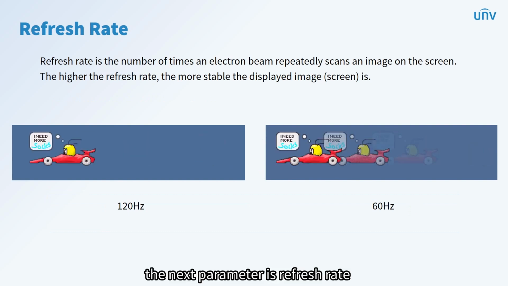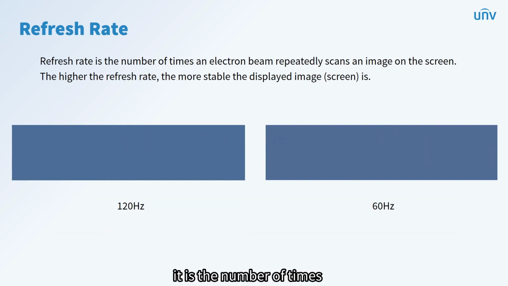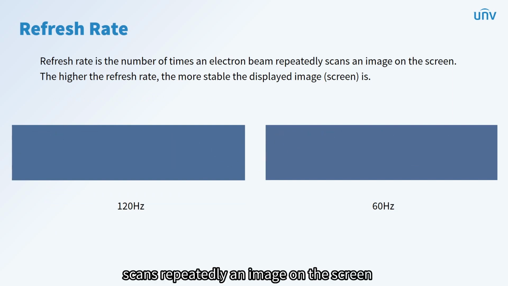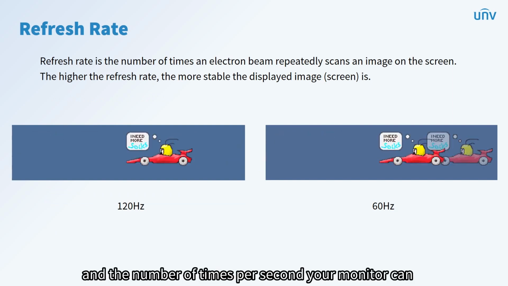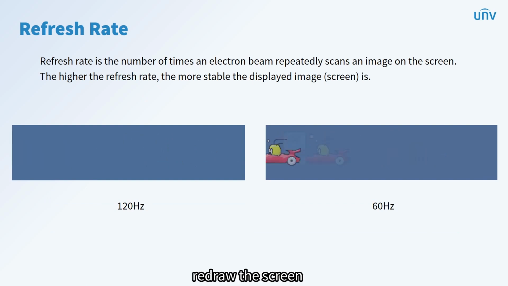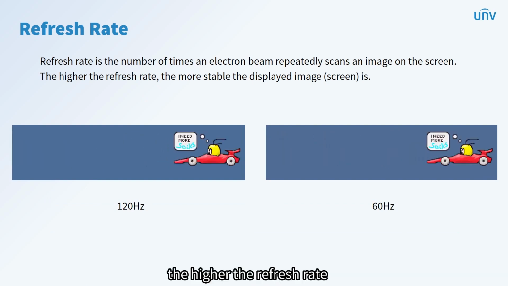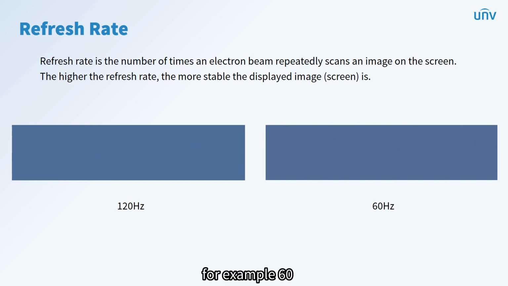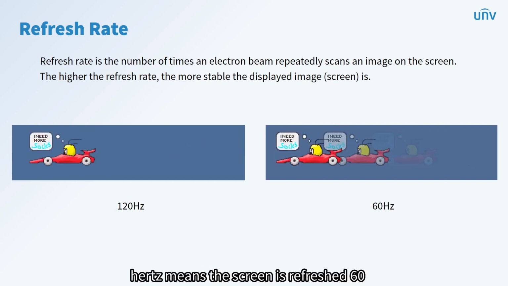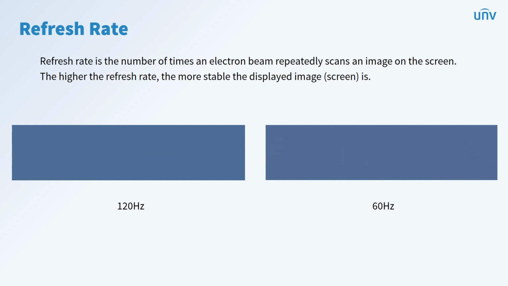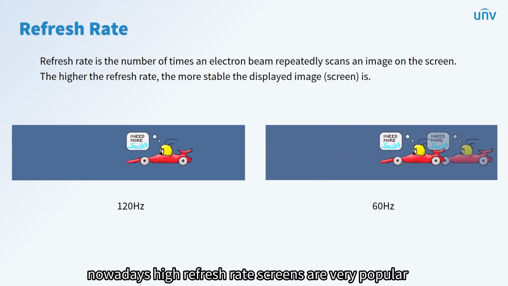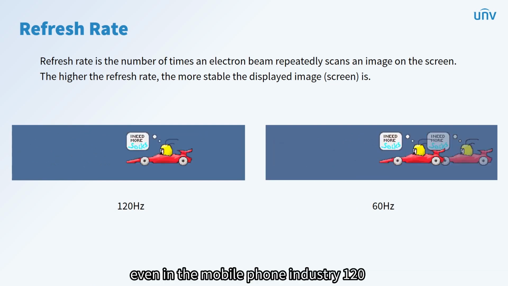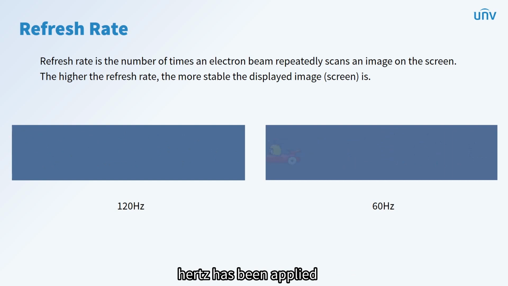The next parameter is refresh rate. It is the number of times that an electron beam scans repeatedly an image on the screen, and the number of times per second your monitor can redraw the screen. The higher the refresh rate, the more stable the displayed image is. For example, 60 Hz means the screen is refreshed 60 times per second. Nowadays, high refresh rate screens are very popular. Even in the mobile phone industry, 120 Hz has been applied.